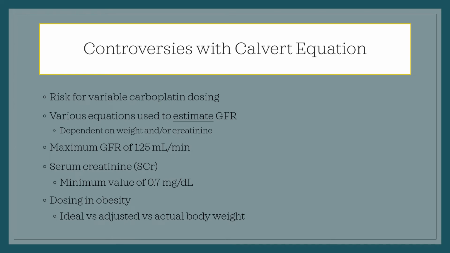And then dosing in obesity is also a controversy, and in particular, what body weight do we use in our equation? So looking at ideal versus adjusted versus actual body weight, and looking at our dosing, looking at body surface area versus AUC versus the Calvert equation. Important to note that there have been no head-to-head studies looking at the differences in these dosing strategies, but we do have data within each dosing strategy, which is important to note.